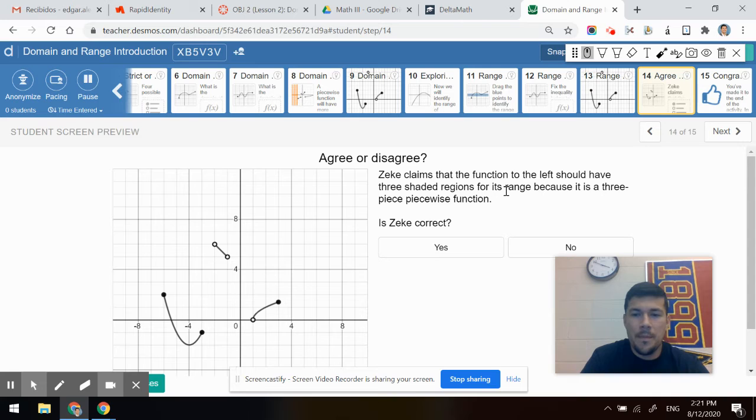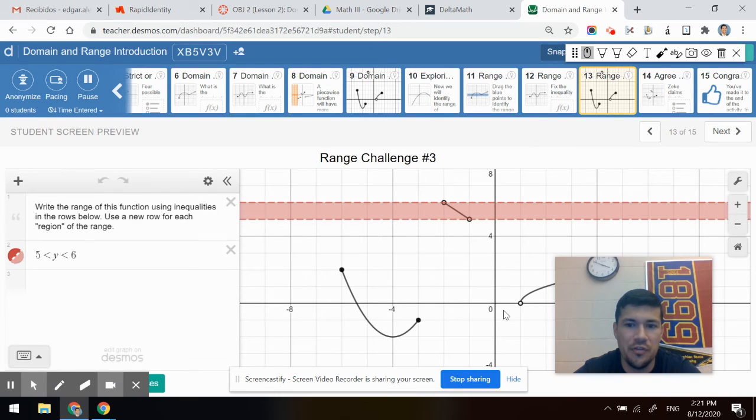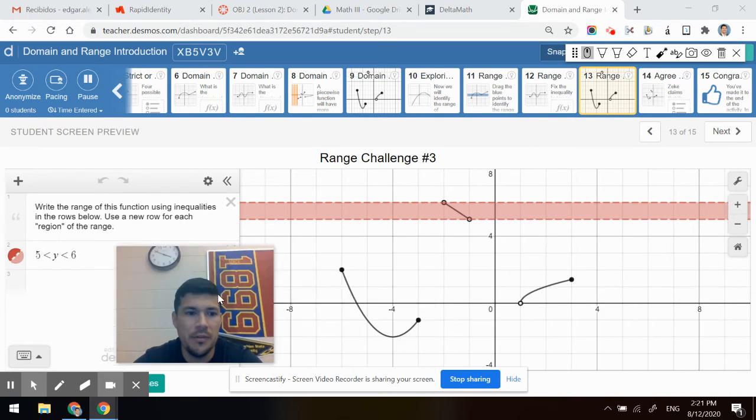Now, this next screen, which is really the last one, talks about this function having 3 shaded regions. When we talk about the domain, there would be 3 regions for the domain, right? But when we talk about the range, would there really be 3 regions? Zeke is saying that he claims that the function to the left should have 3 shaded regions because it's a 3-piecewise function. Zeke is actually incorrect.